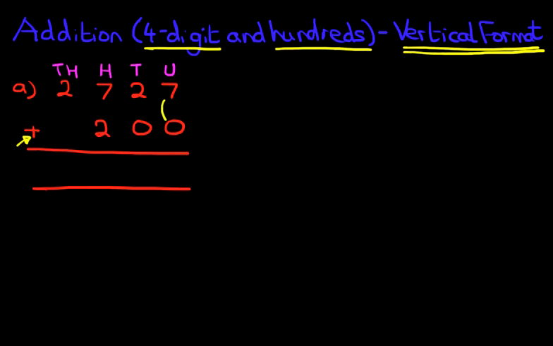Now the first two, 7 and 2, they're going to remain the same because we're adding 0, 0. So we've got 7 and 2. They don't change. How about the hundreds? We've got 7 plus 2. 7 plus 2 is 9. And as for the thousands, it's 2 plus 0. So the answer is 2. So our answer to the question is 2,927. There was no carrying in that one. But let's have a look at one where there is.